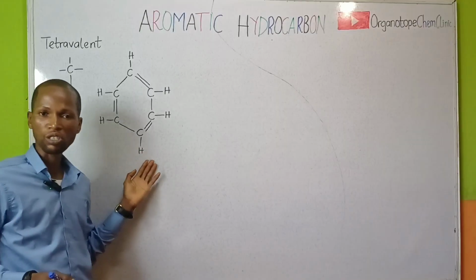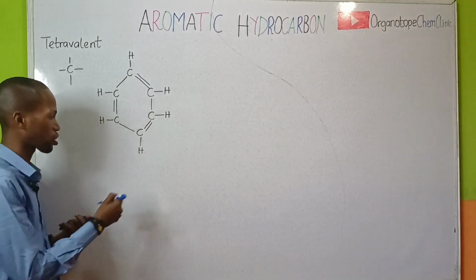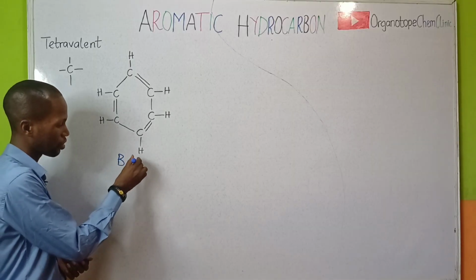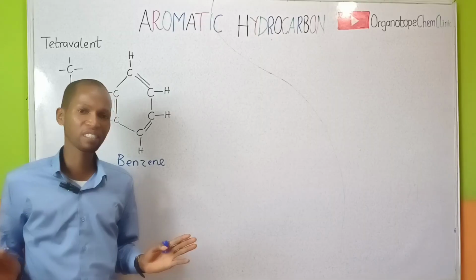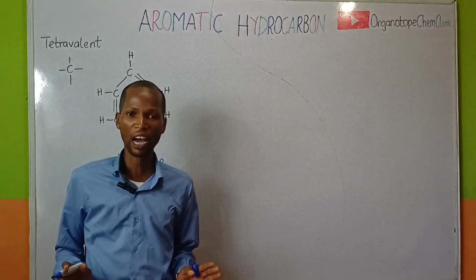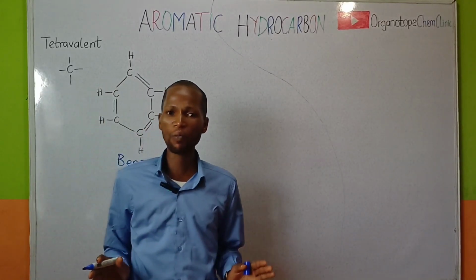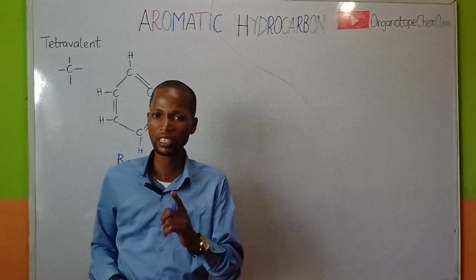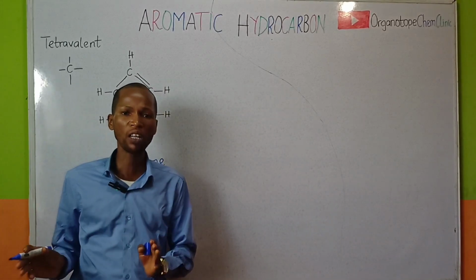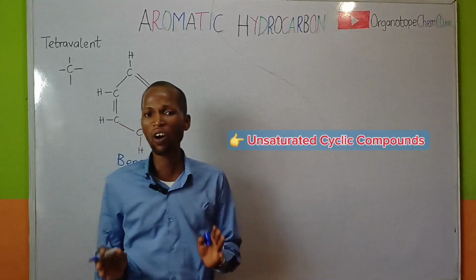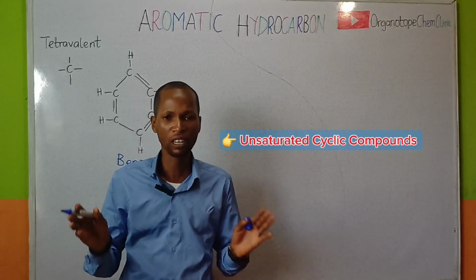Make sense? So this structure is a benzene structure. So I have it as what? Benzene. And note that benzene is an aromatic hydrocarbon. Aromatic hydrocarbons are stable but contain what? Unsaturated bonds. So we can equally say that they are highly unsaturated cyclic compounds.